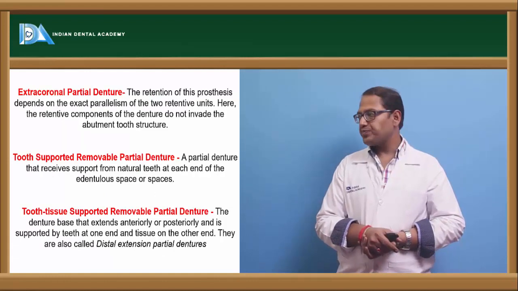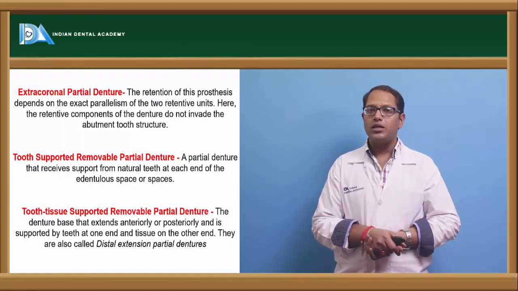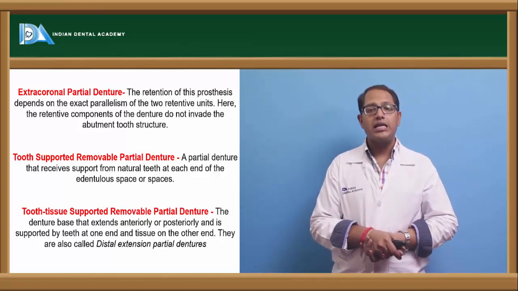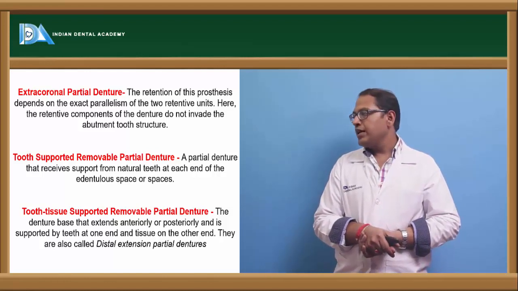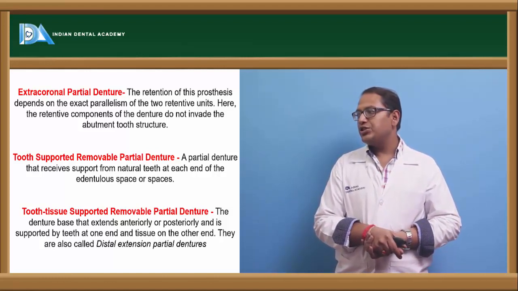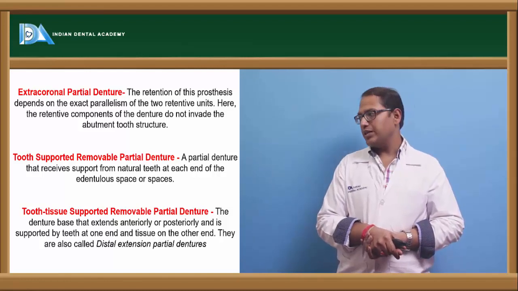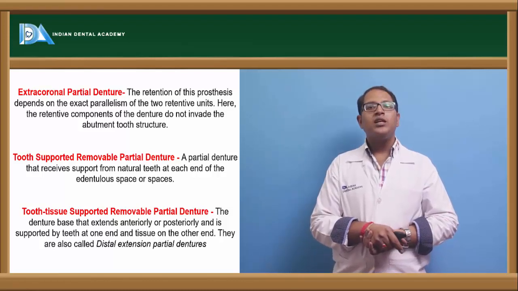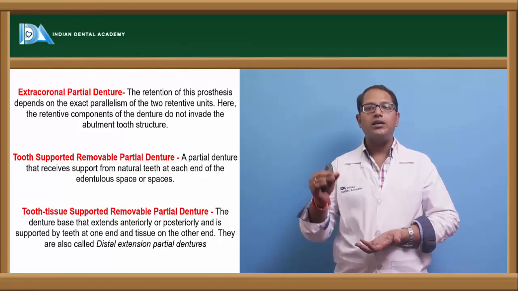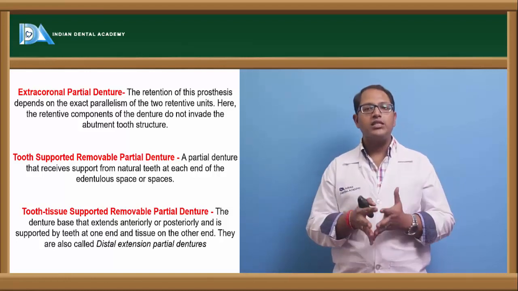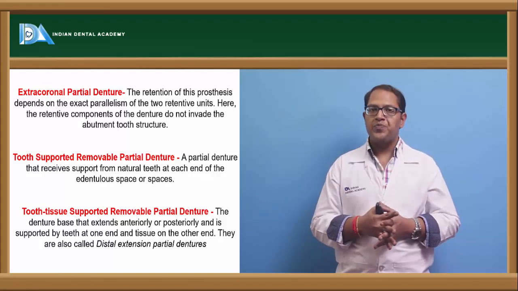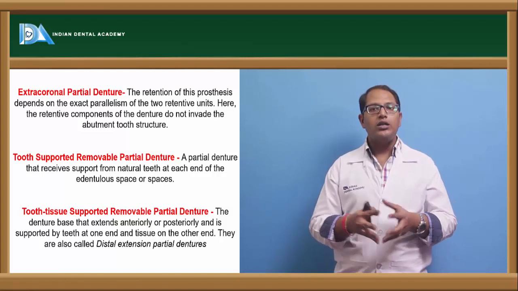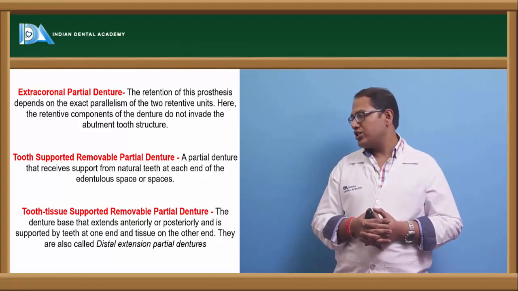Extracoronal partial denture. The name itself is saying extracoronal, outside the crown. So the retention of this prosthesis depends on exact parallelism of both the sides of the crown. Hence, the retentive components of the denture do not invade the abutment tooth structure. Whereas, tooth supported removable partial denture and tooth tissue supported: the name itself is saying tooth supported removable partial denture, those dentures which are supported by tooth only. Those dentures which are supported by tooth as well as tissue are called tooth tissue supported removable partial dentures.